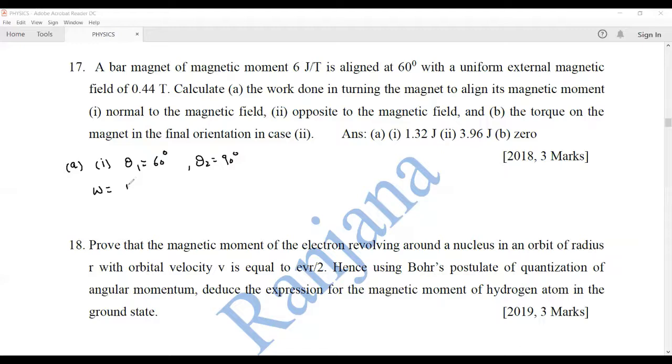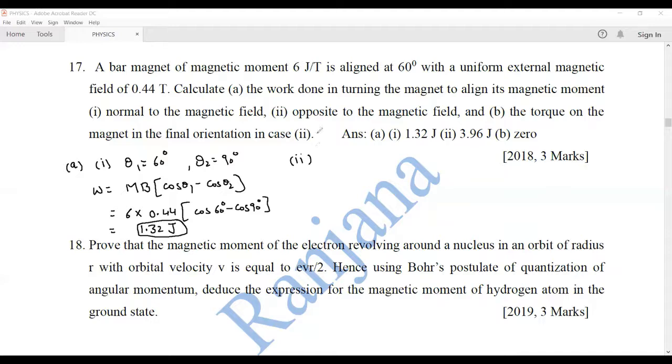and we know that the expression of the work done is given by mb into cos theta 1 minus cos theta 2, which is stored in the form of potential energy. Now substituting the values, m here is 6, magnetic field is 0.44 Tesla, cos 60 minus cos 90. The value of cos 60 is half and cos 90 is 0. So on simplifying it, you get the answer to be 1.32 joules.